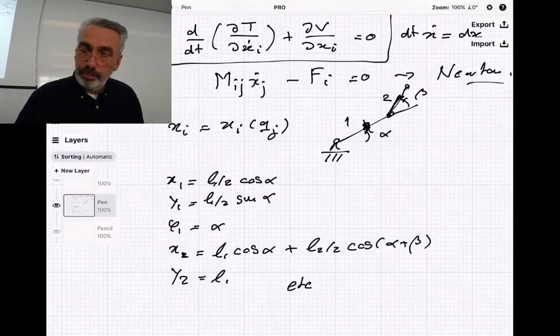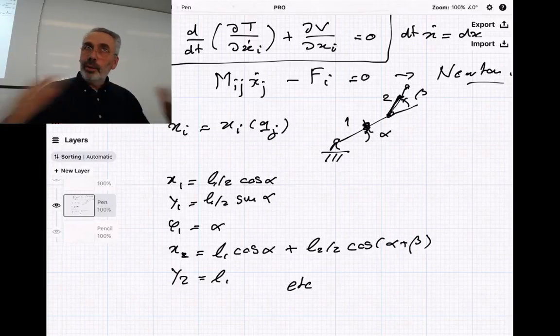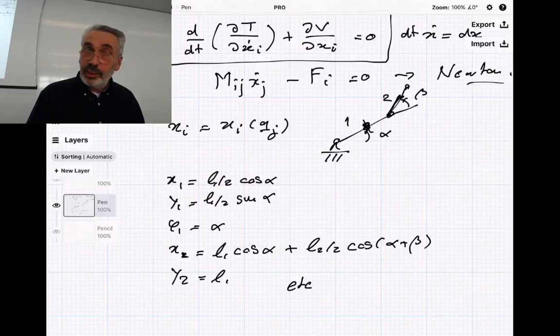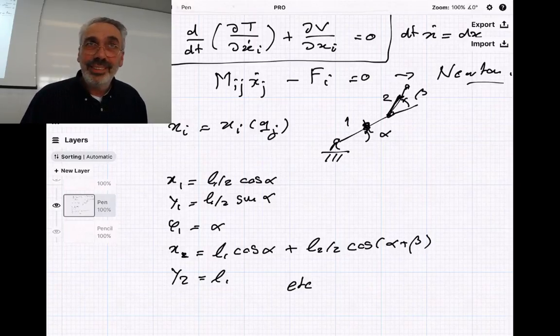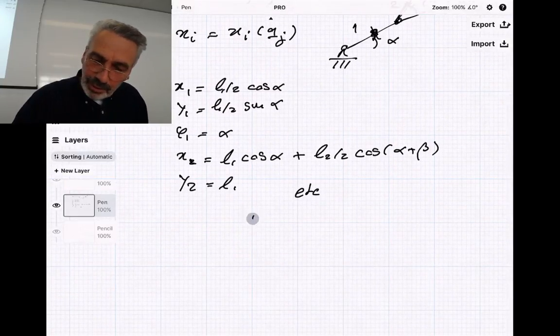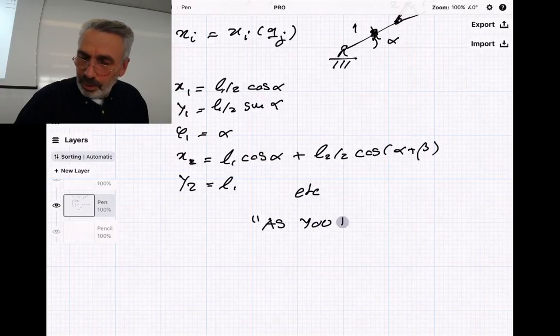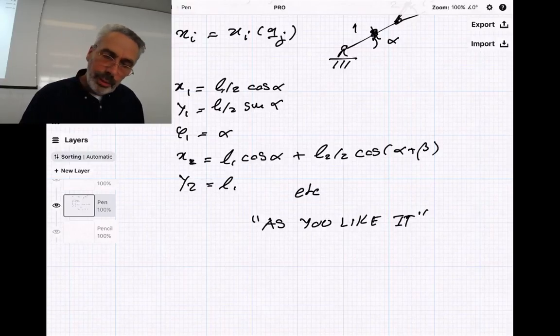It depends, however, on how you choose the second angle. If you want to do the sum of angles, absolute angles, also good. Distances and angles, I'm okay with that. Length, also good. As you like it. Okay, that should be it.